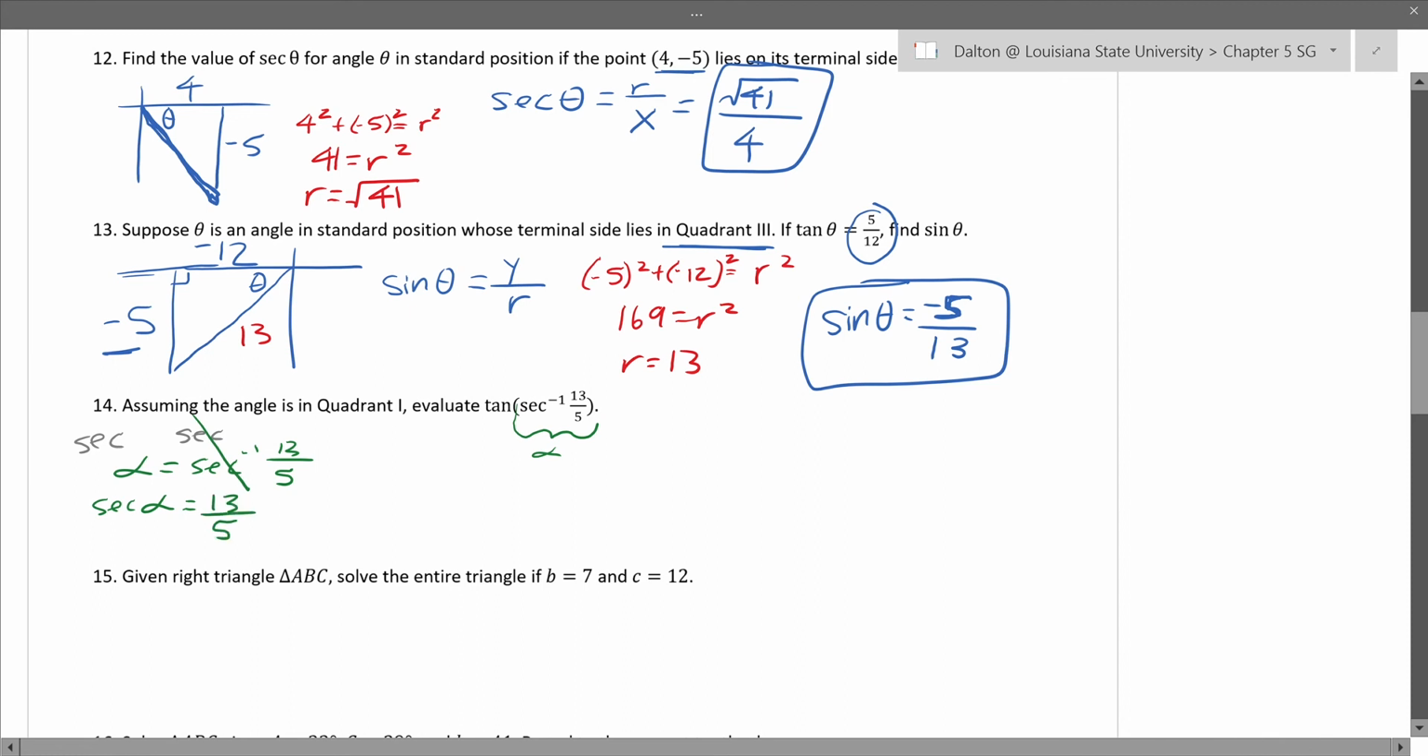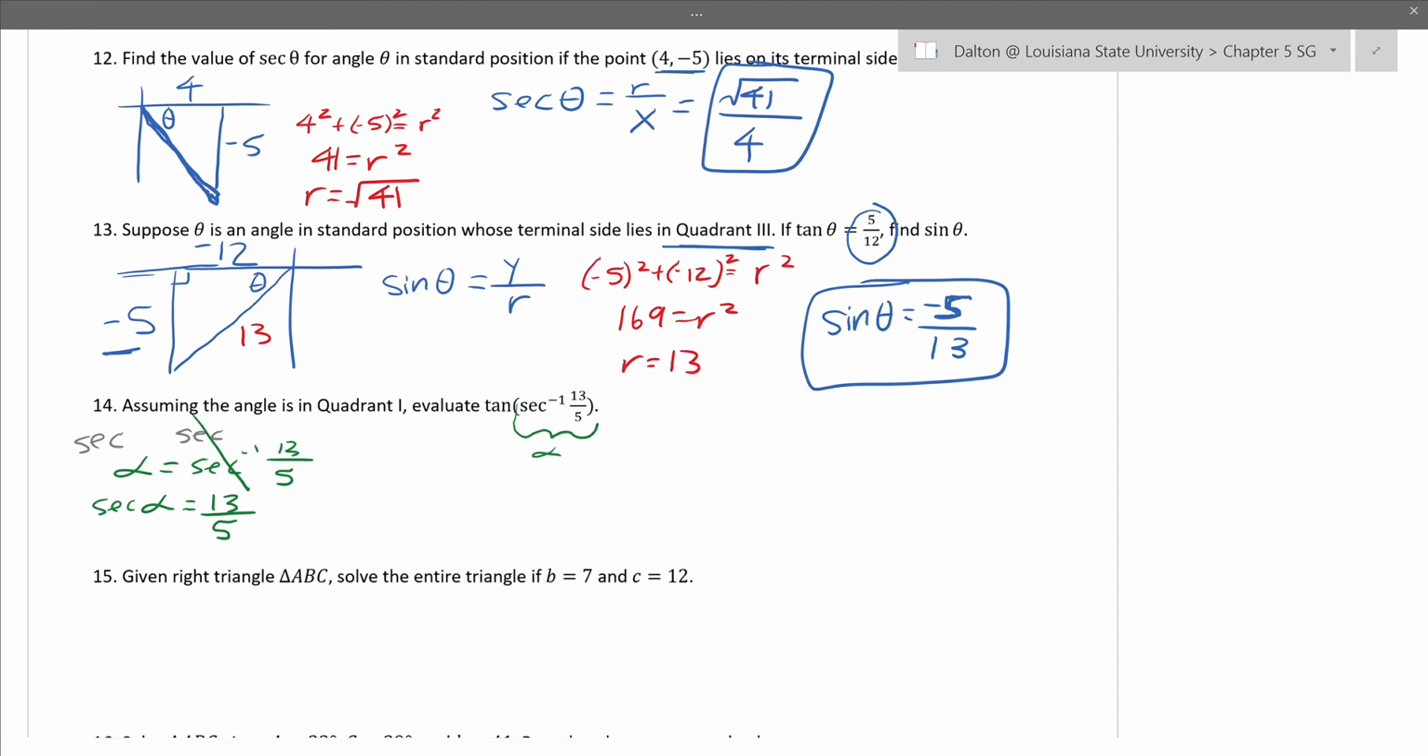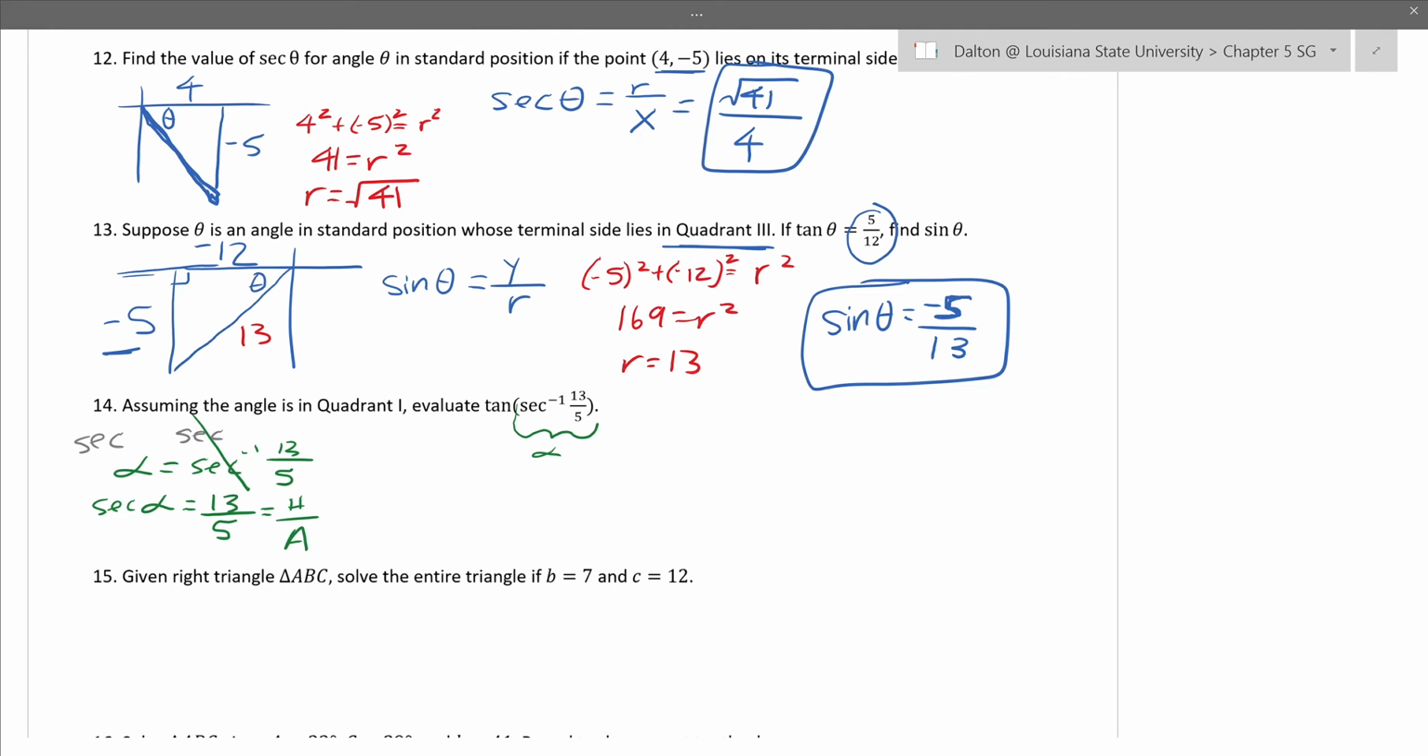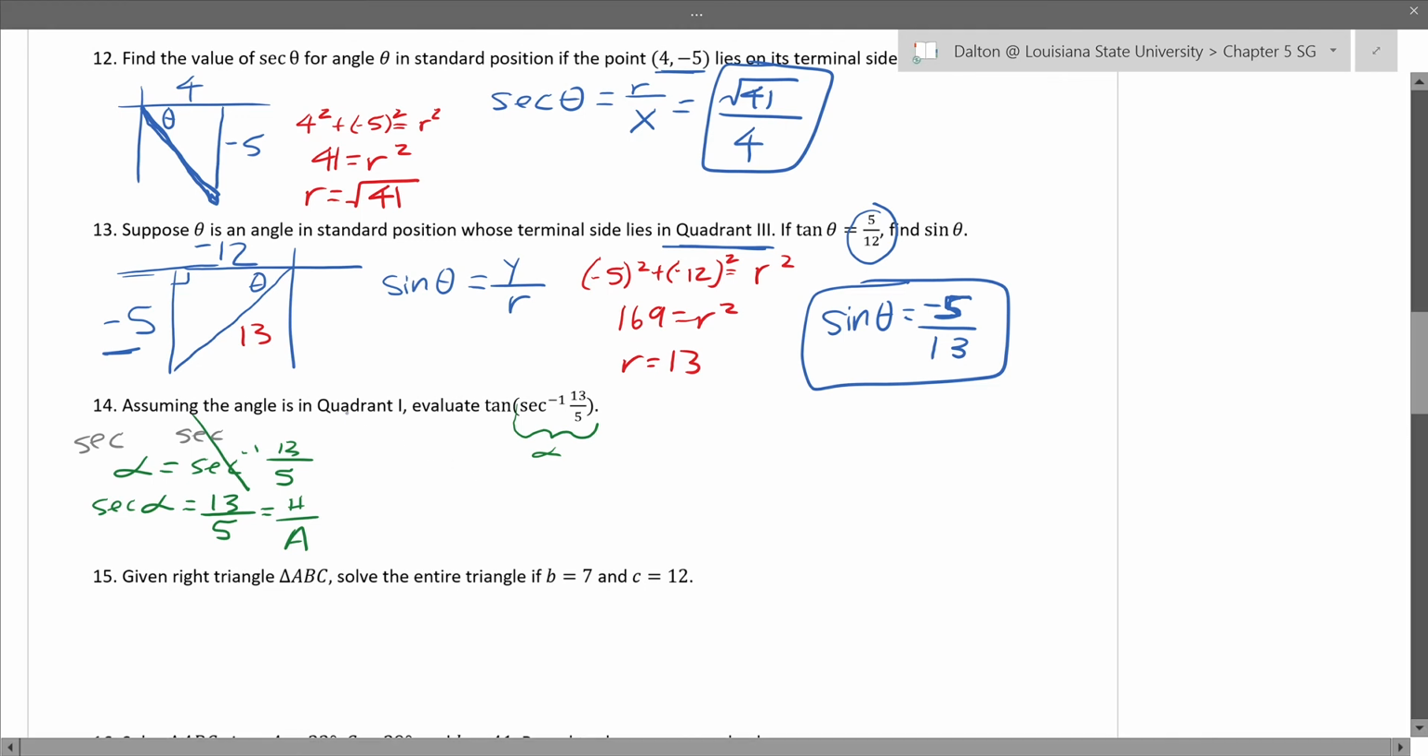Now recall secant is paired with cosine, which is adjacent over hypotenuse. Therefore, secant is hypotenuse over adjacent. So I can draw a right triangle. Again, it says it's in quadrant 1, so your triangle should look something like this. If I call this angle here alpha, we know that the hypotenuse is 13 and adjacent to alpha is 5.